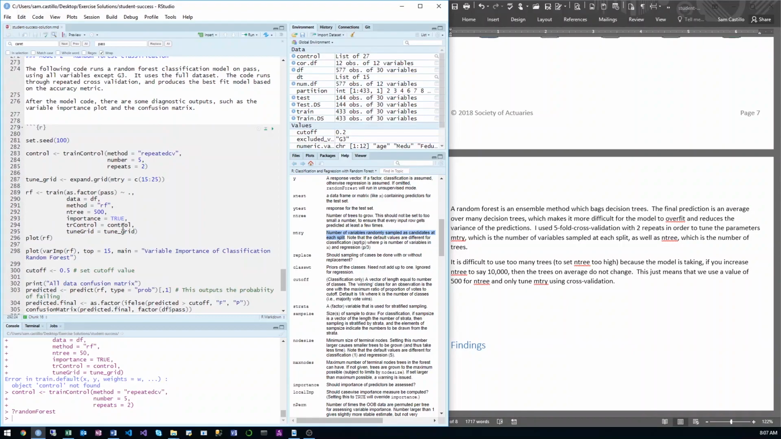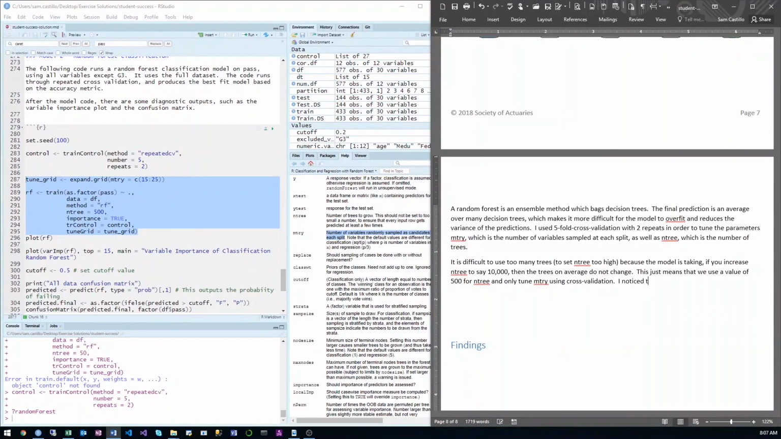It is technically possible to use too many trees. It's difficult to do though. So in this case, what they're doing is reasonable. They're just tuning mtry using the grid, and they're just setting ntree to something high. I noticed that the default was 50, but this is low, and so I increased it to 500.